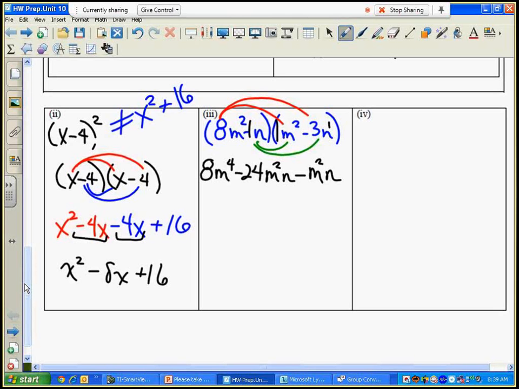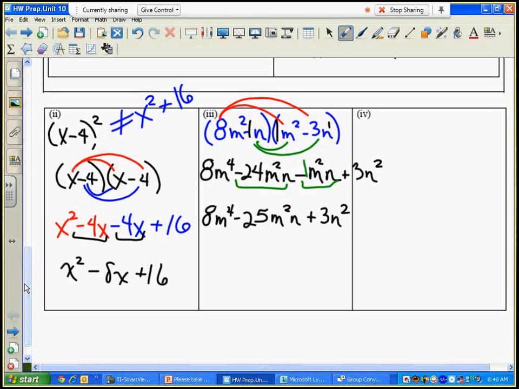What also is going to help me out here in a second is that these guys are going to be like terms. That's just the reason why I wrote that in that order. Okay, last one. Negative 1 times negative 3 is a positive 3. And then n times n is n squared. So let's finish the problem by adding and subtracting those 2 like terms in the middle. I get 8m to the 4th. Now, negative 24 and negative 1 are both pulling in the negative direction, so that's negative 25 m squared n. And then plus 3n squared.